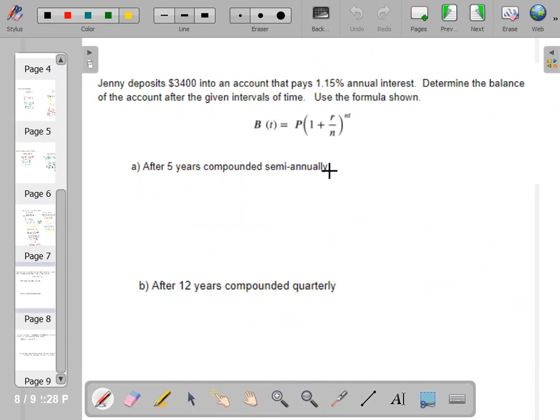So, last section here is a couple word problems. You have a formula that you need to use. You guys should remember this formula. P is the principal, so 3,400. 1 plus R is the interest rate as a decimal, 0.0115. N is the number of times that it's compounded in a year. So if it's done semi-annually, it's done twice a year. And then N is 2 times 5 years, so 10.